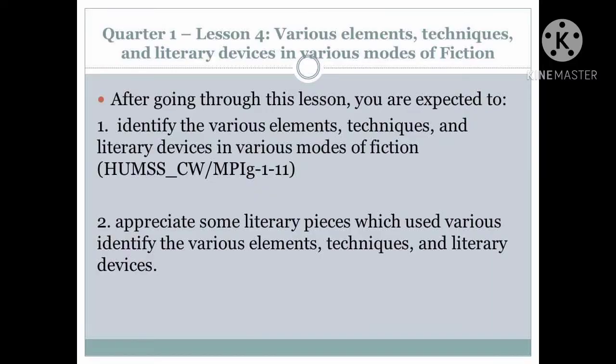For today's lesson, Quarter 1 Lesson 4, our competency is various elements, techniques, and literary devices in various modes of fiction. After going through this lesson, you are expected to: 1. Identify the various elements, techniques, and literary devices in various modes of fiction, and 2. Appreciate some literary pieces which use the identified elements, techniques, and literary devices.